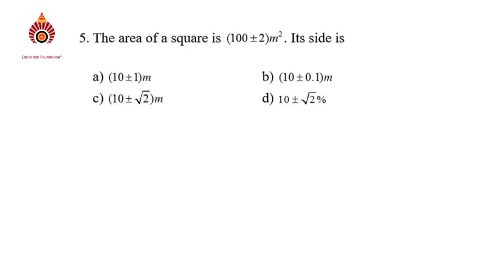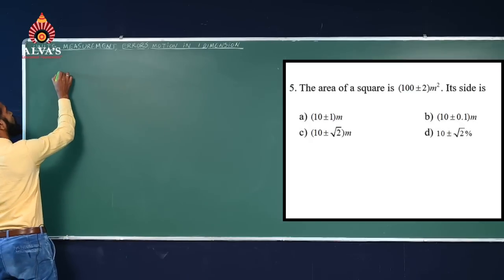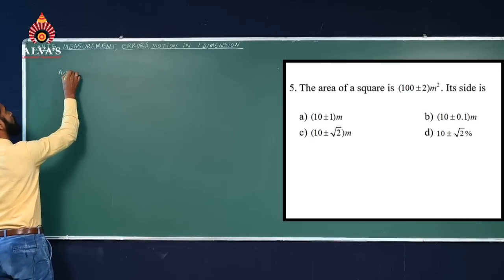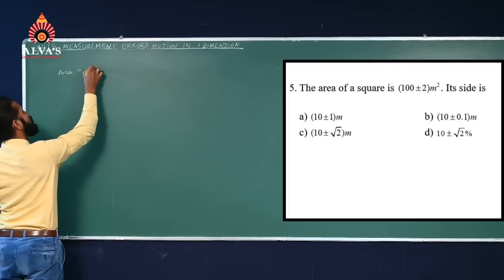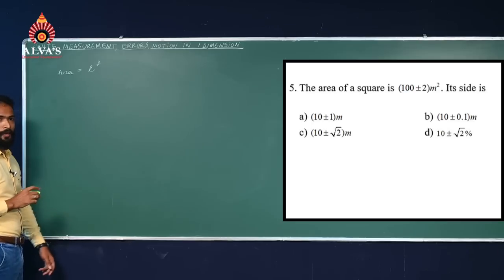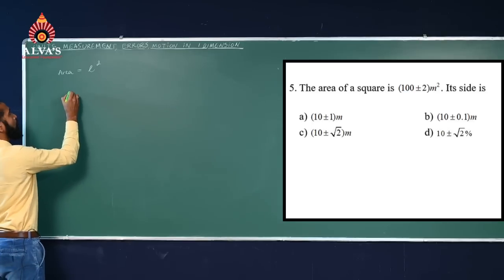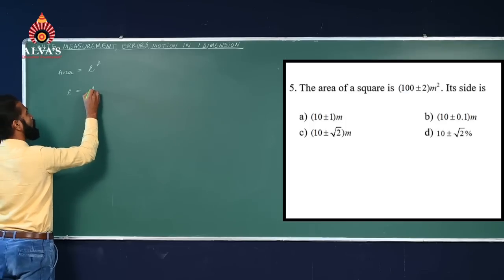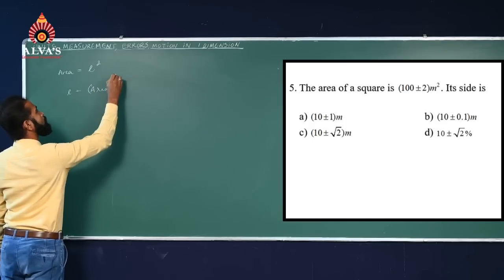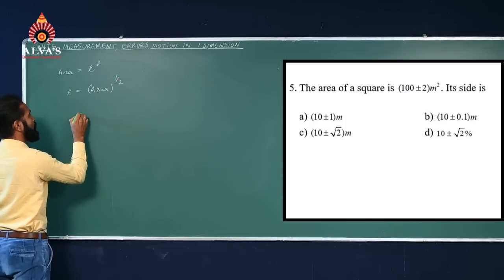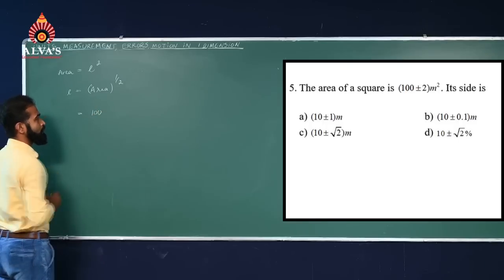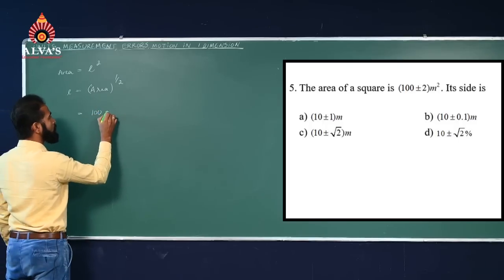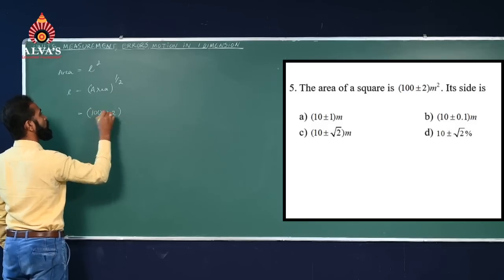The area of a square is 100 plus or minus 2 meters square. Its side is? We know that the area of any square is the square of its side. If I take the square root on both sides, the length becomes the square root of the area. So the physical quantity given is 100 plus or minus 2, to the power half.